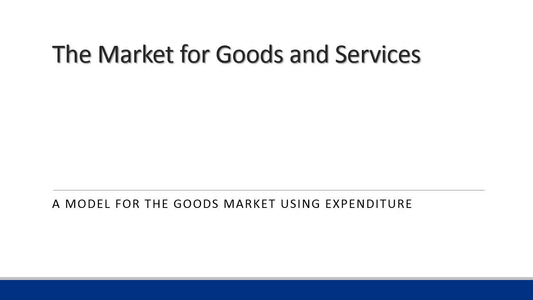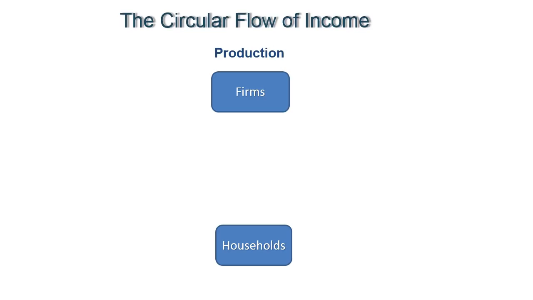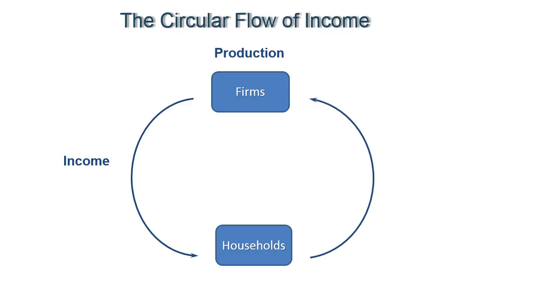We now look at ways that we can model the market for goods and services, which is the real side of the economy. Up until now, we've learned that the economy can be modeled via the circular flow of income, where production in firms leads to the employment of households, and that employment comes with income. Households can use that income to spend money on firms, and this completes the economy.